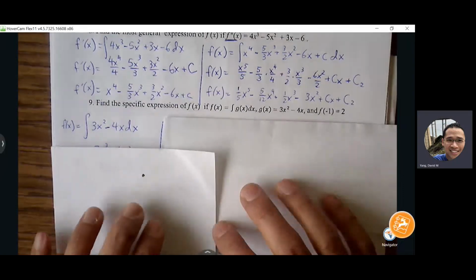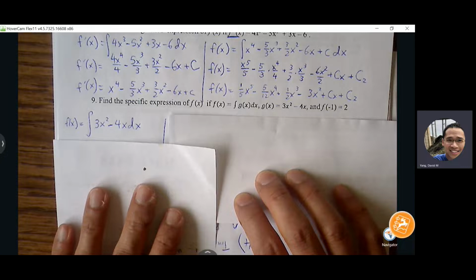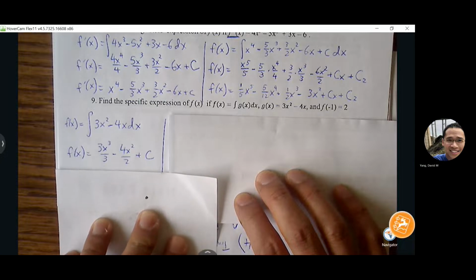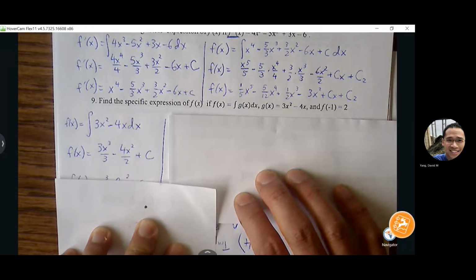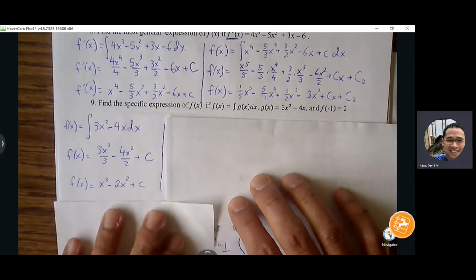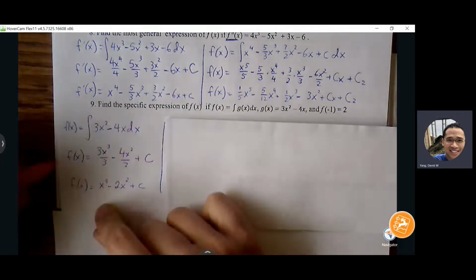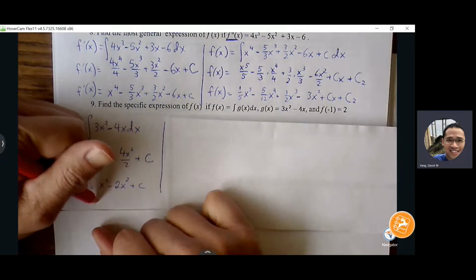Okay, so I'm setting up my integral. Go through power rule. Clean up. Now you're staring at your general solution.